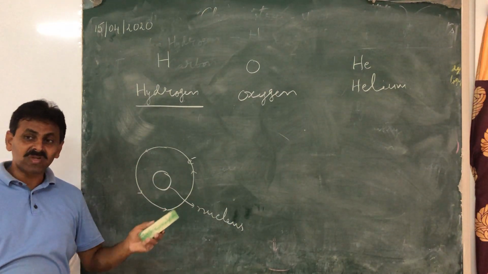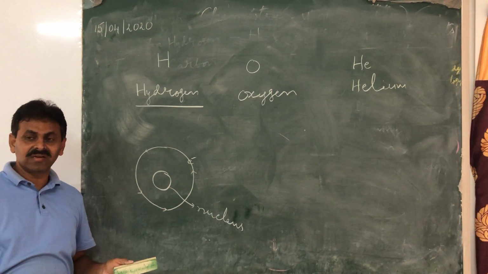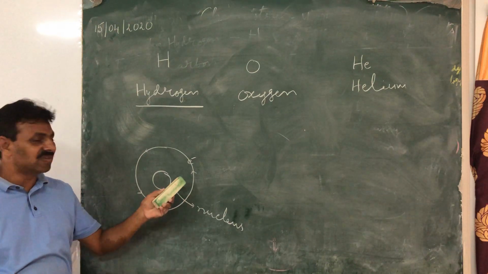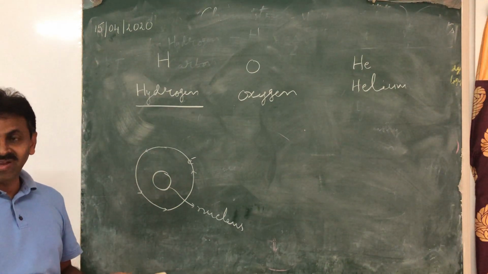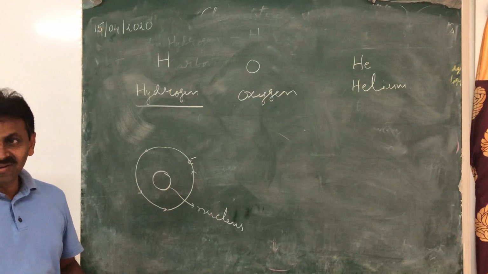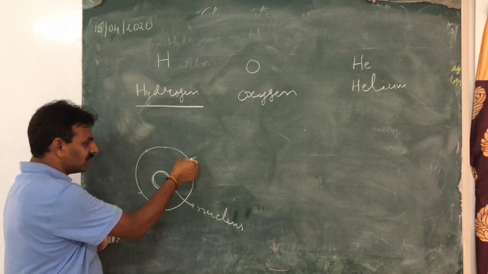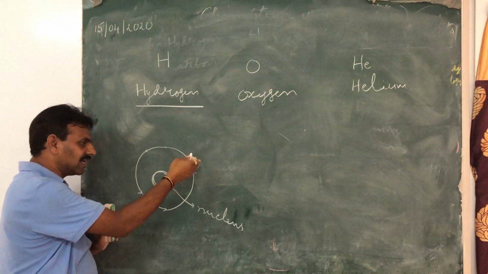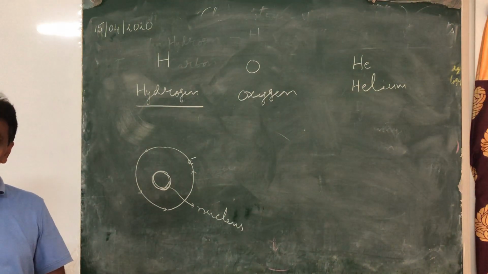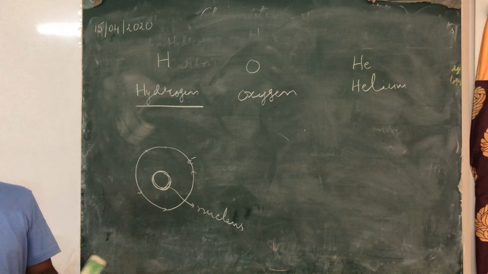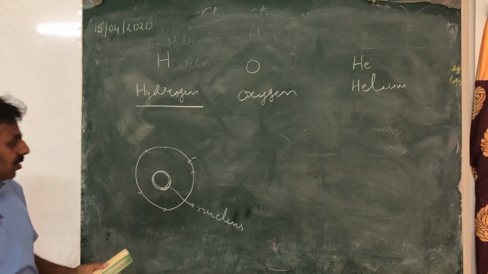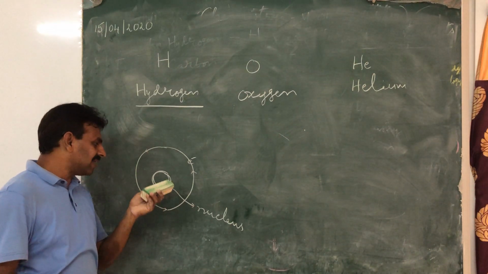Electrons cannot stop revolving. If an electron tries to take rest, what will happen? The positively charged nucleus will attract the electron, and the electron will fall into the nucleus and the atom gets collapsed. But it never happens. So, what is there in the nucleus?